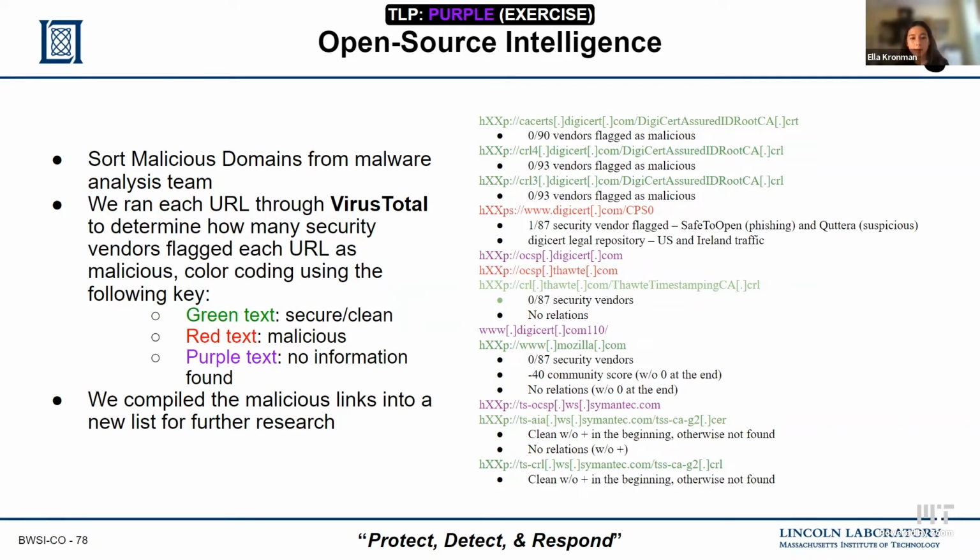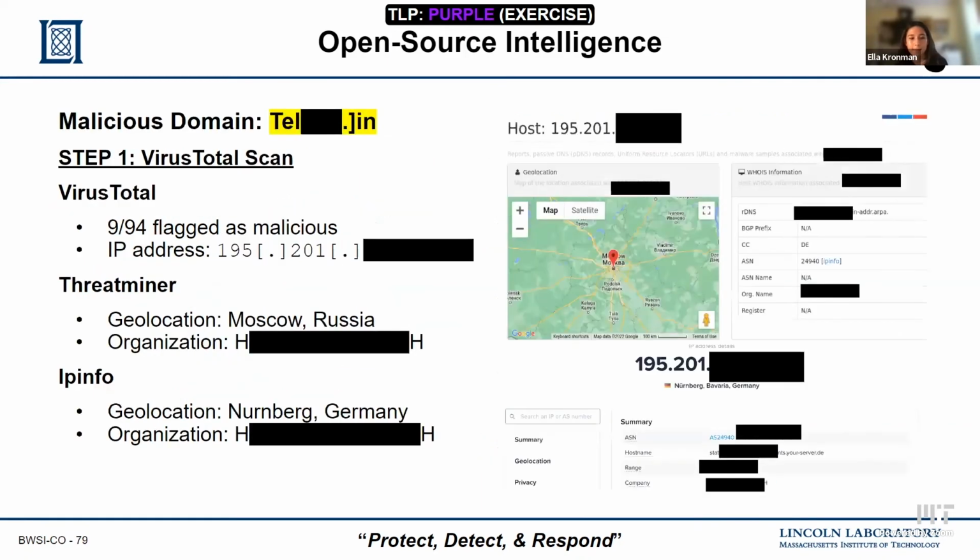And the domains in purple text indicate that VirusTotal could not find any information on that domain. We next compiled a list of all the malicious links, which allowed us to further research and look to see what was malicious about them. So the first domain we looked into, when we ran it through VirusTotal, we found that 9 out of 94 security vendors flagged it as malicious.